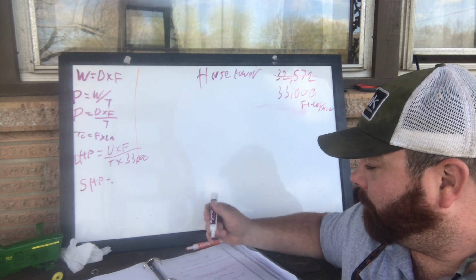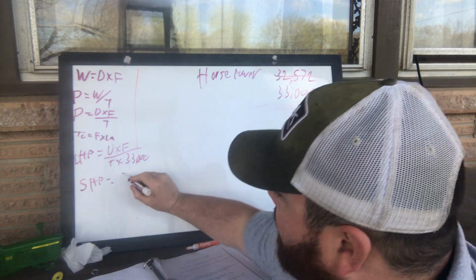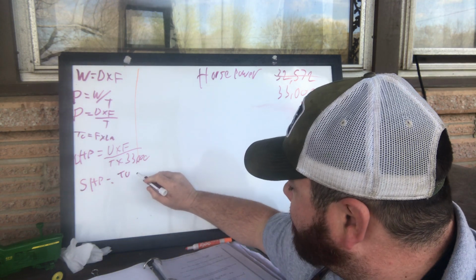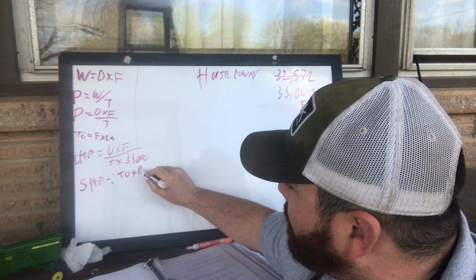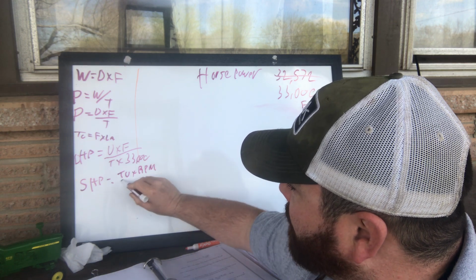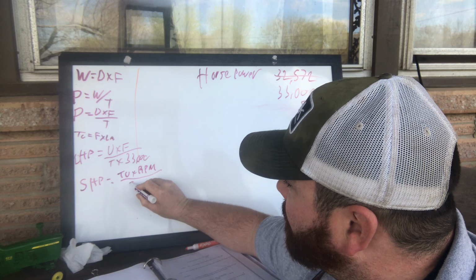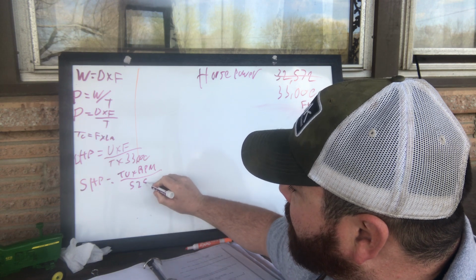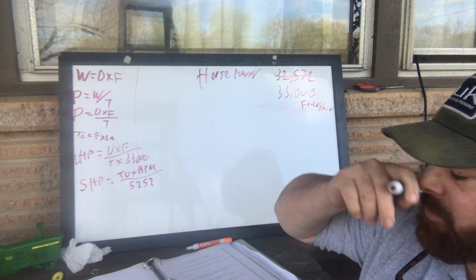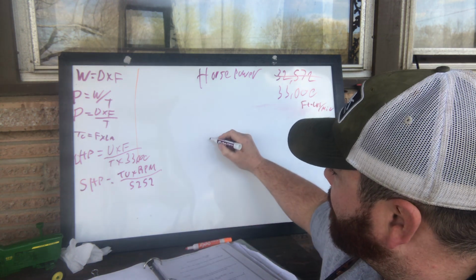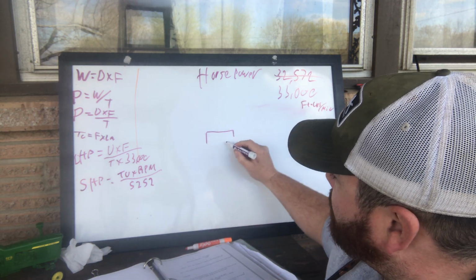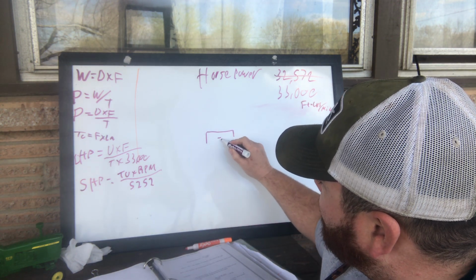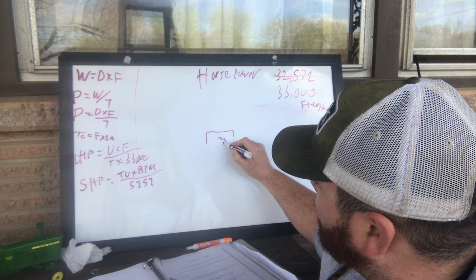Shaft horsepower, the equation for that is torque times RPM divided by 5252.